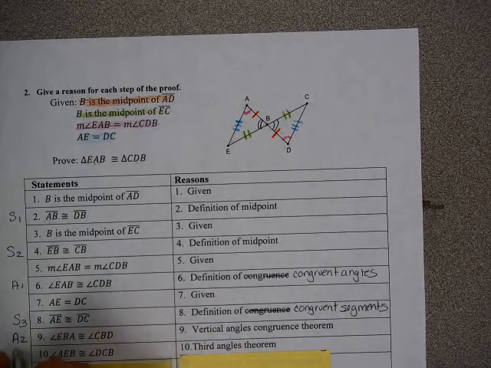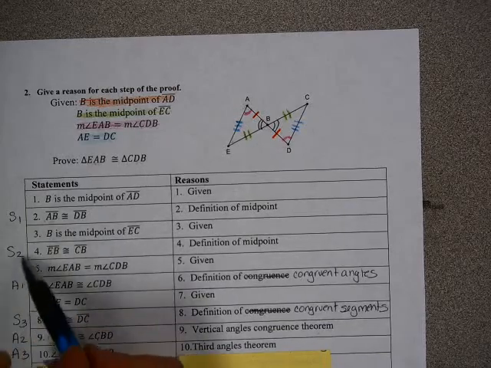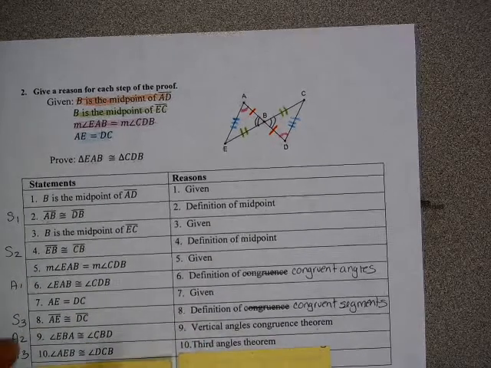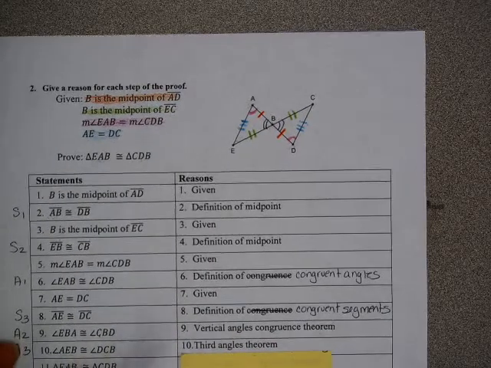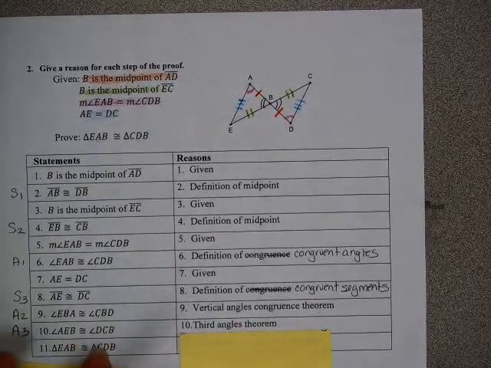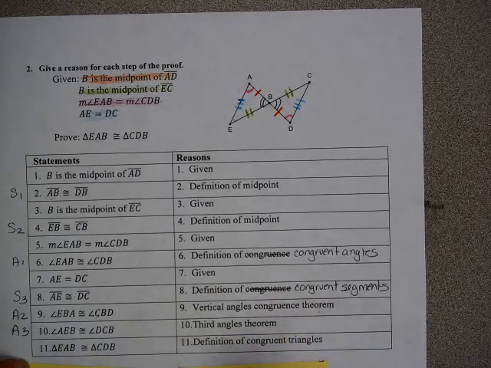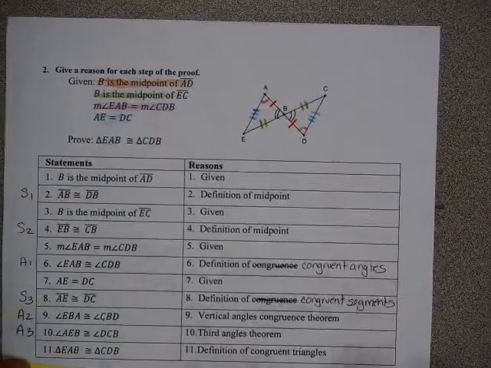All right, so now that I have side 1, side 2, and side 3, angle 1, angle 2, and angle 3, now I know that the triangles here are congruent, and they're congruent because of the definition of congruent triangles.